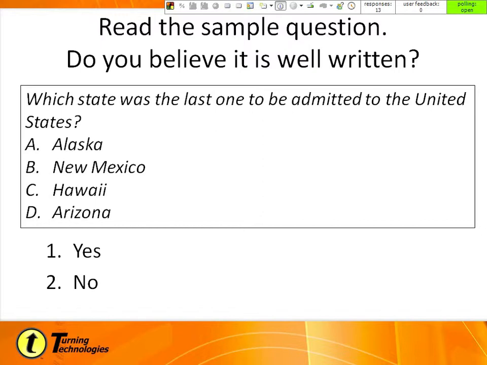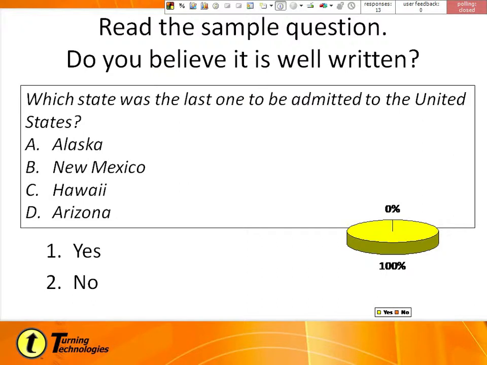All right, all 13 are in. Percent of you said yes, it was a good question. Correct answer is yes, it is a good question.